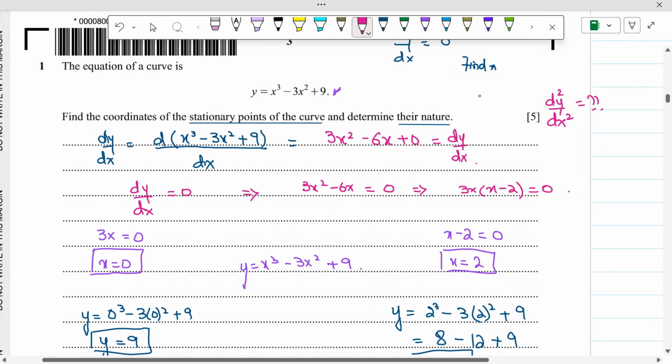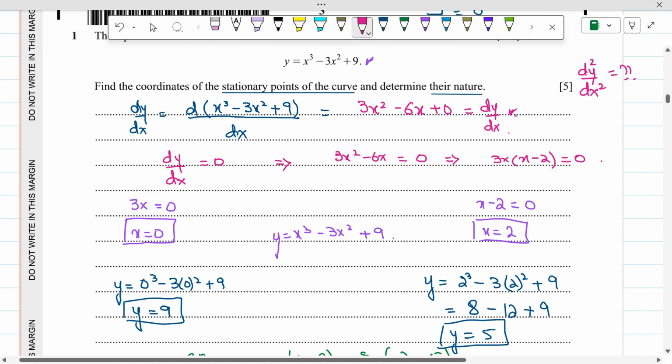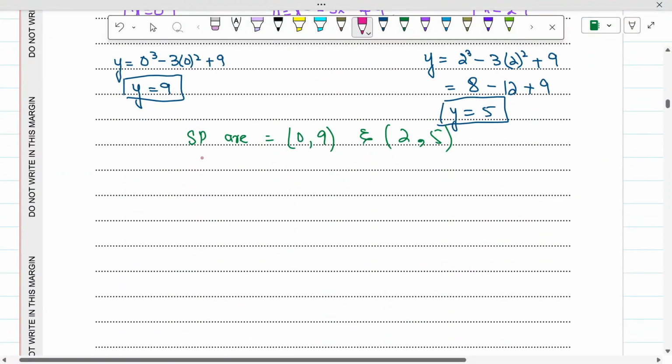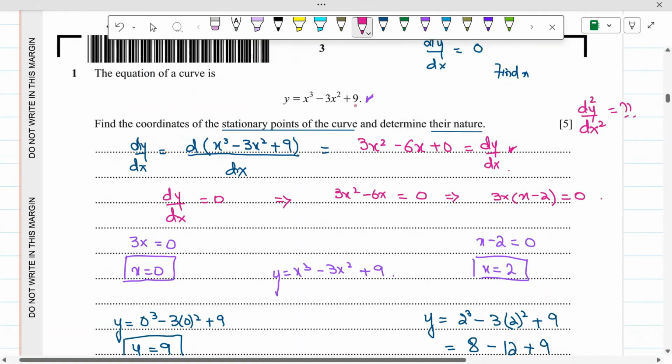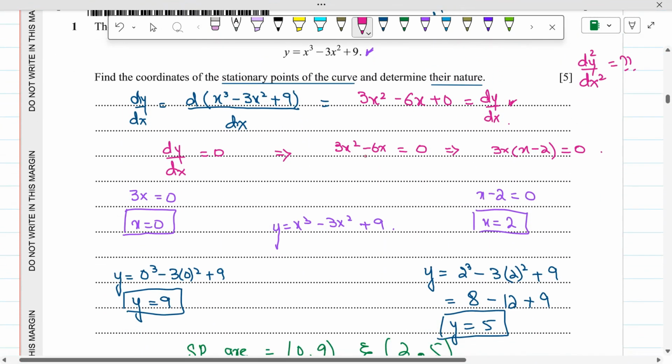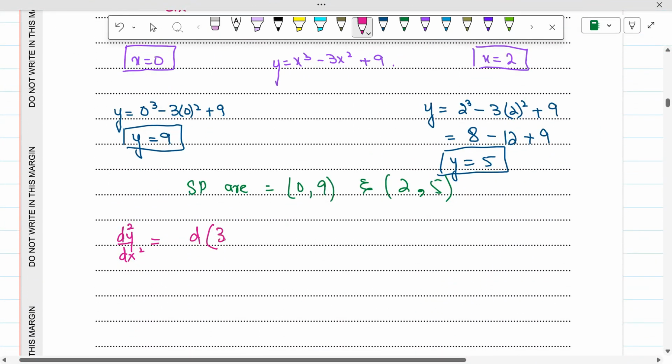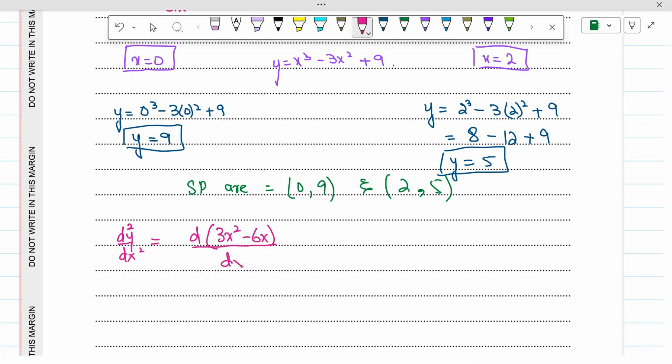So we need to differentiate this equation to find the second derivative. The second derivative is equal to the derivative of the first derivative, which is 3x squared minus 6x. Now again, the derivative of 3x squared is 6x and the derivative of negative 6x is minus 6. So this is the second derivative.